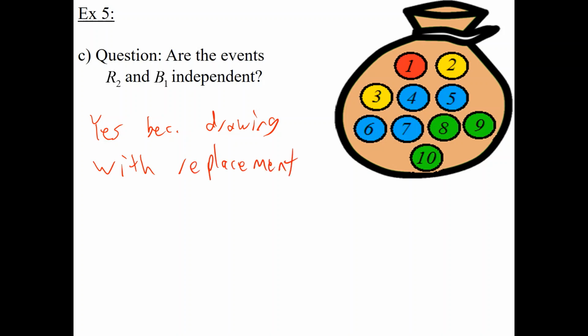Okay, so with replacements, they're always going to be independent. Any two events you give me, they're going to be independent. Okay, so that's one way to say it, and that's fine. I'll take that answer if that's what you write. But let me go ahead and try to write it another way. Let me go ahead and erase this real quick.